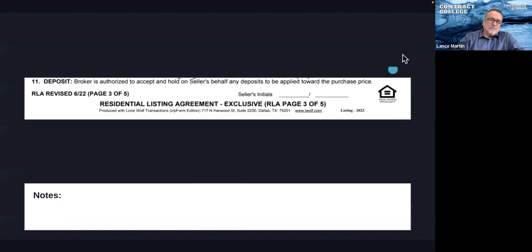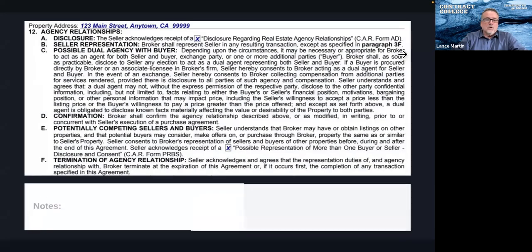After the offer is accepted. So paragraph 11 is less meaningful than it certainly once was.